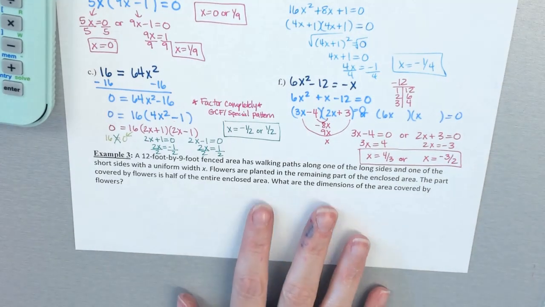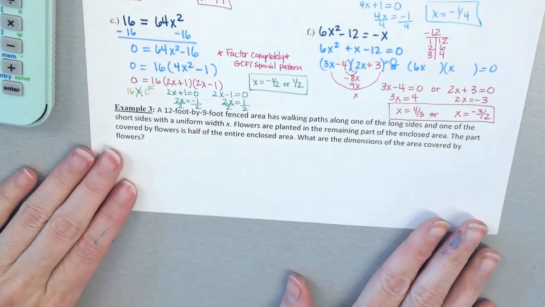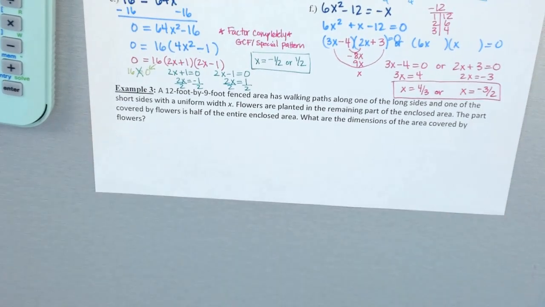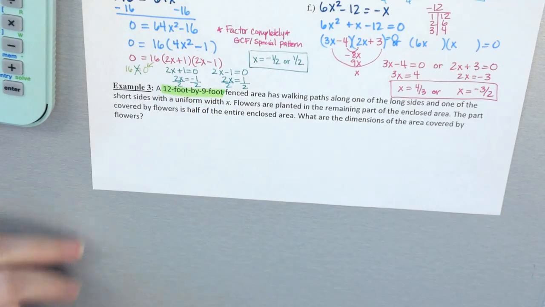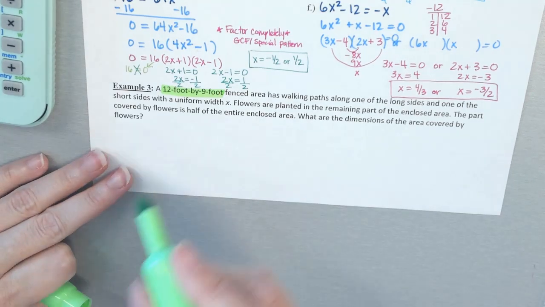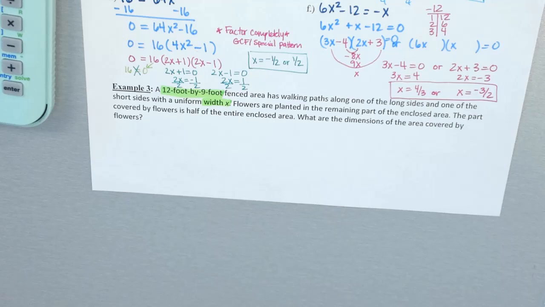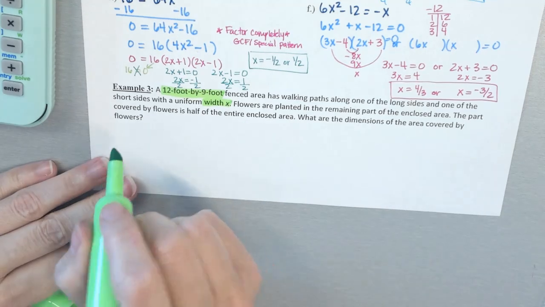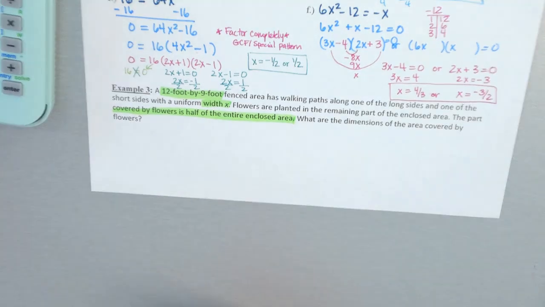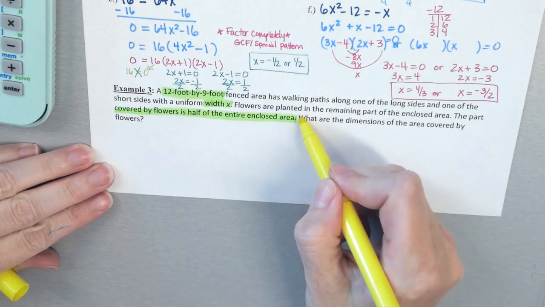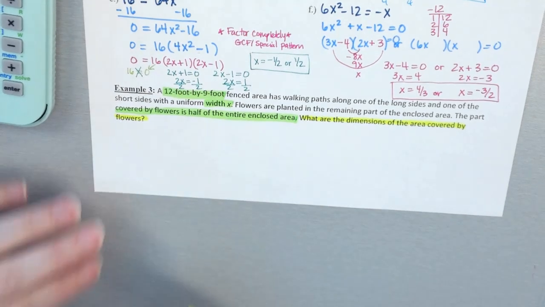Okay, so we're going to extend this to a story problem. So we have a 12-foot by 9-foot area that is fenced in. And then it has these walking paths along one of the long sides and one of the short sides with a uniform width of x. Flowers are planted in the remaining part of the enclosed area. The part that is covered by flowers is half of the entire enclosed area. And then it says, what are the dimensions of the area covered by flowers?